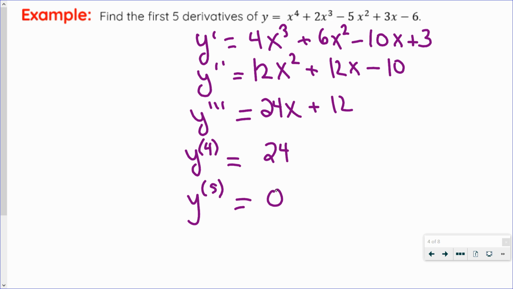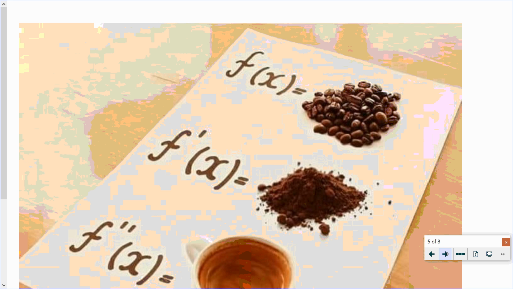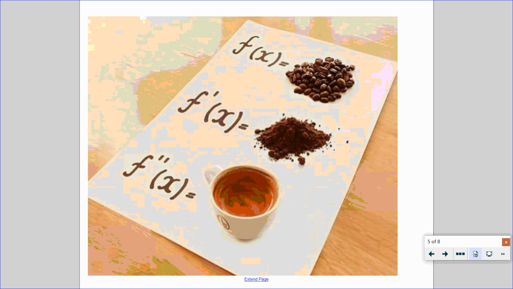So that is your video on higher derivatives. I thought this example would illustrate it nicely. If f of x is coffee beans, then f prime of x is ground coffee beans, and f double prime is my happy place, coffee.